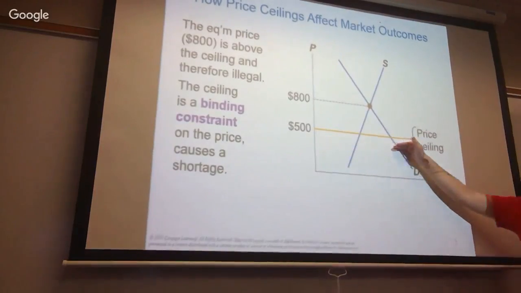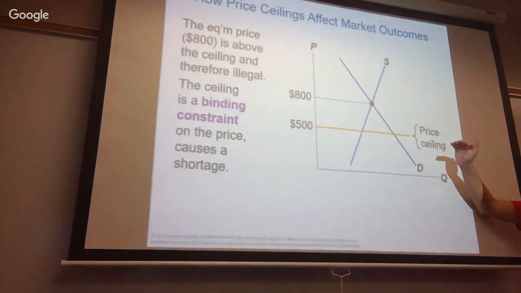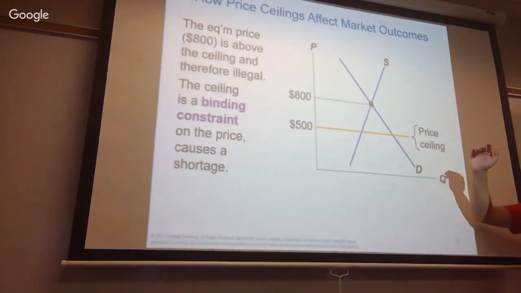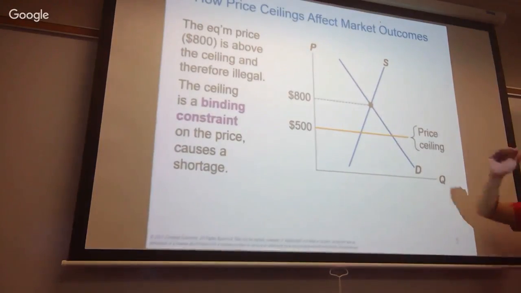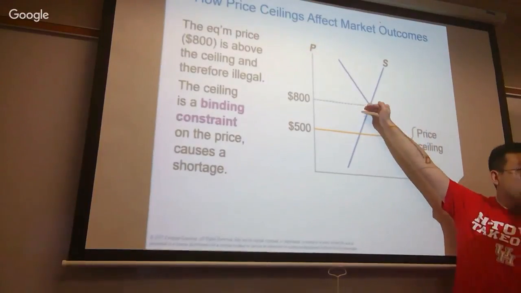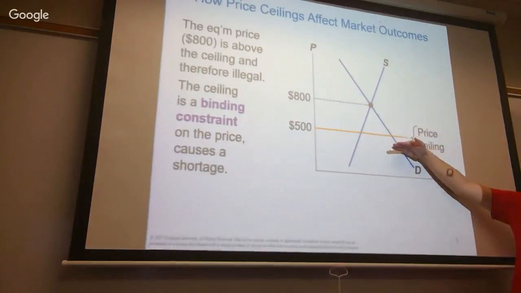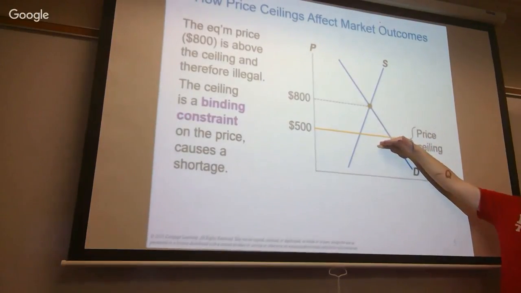But at 500, you will have a surplus or shortage. You have a shortage, right? Now, even though you have a shortage, normally when you have a shortage, the price will go back up to 800. But because you have the legal maximum here, the price will stay at 500, and you will continue to have a shortage in this economy.